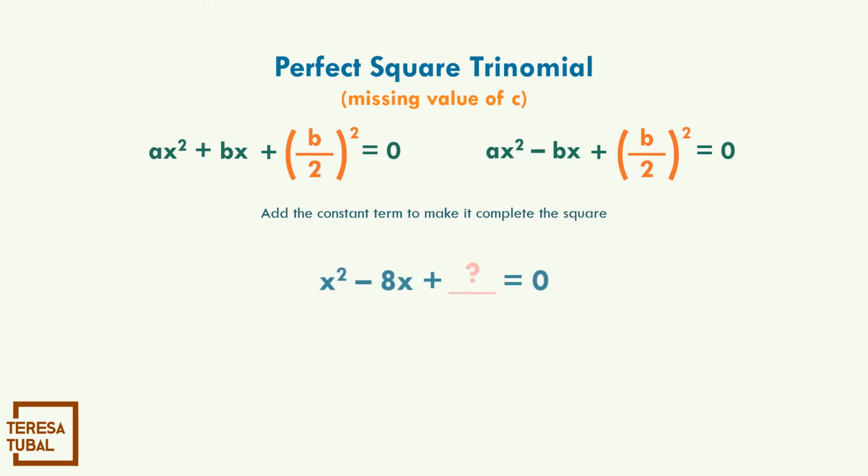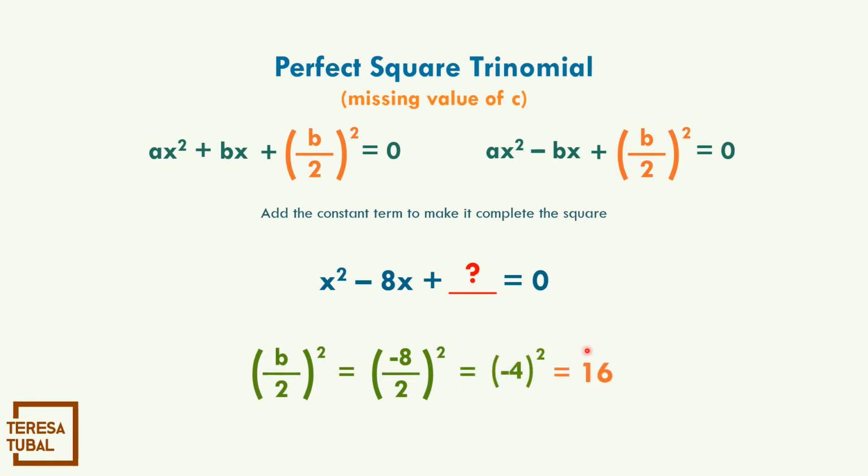How about if the given value of b is negative? Negative 8 divided by 2 is equal to negative 4. Negative 4 times negative 4 is equal to 16. So the value of c is equal to 16.